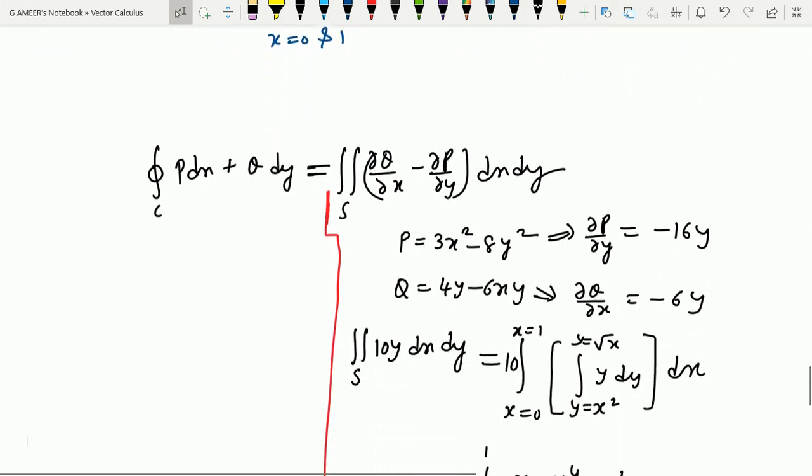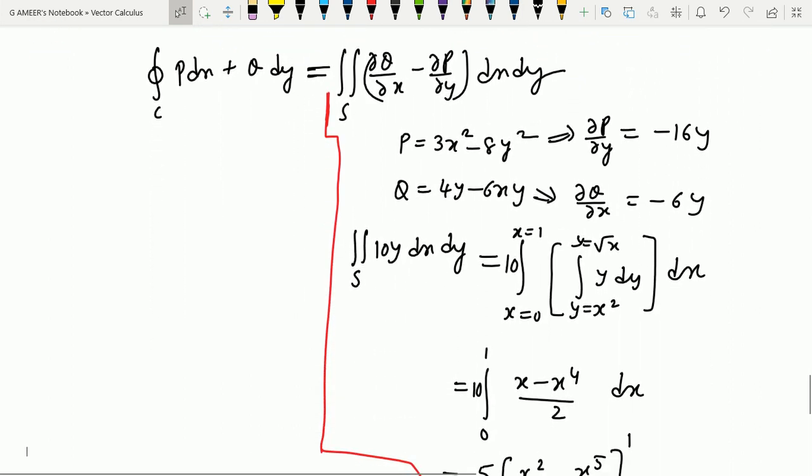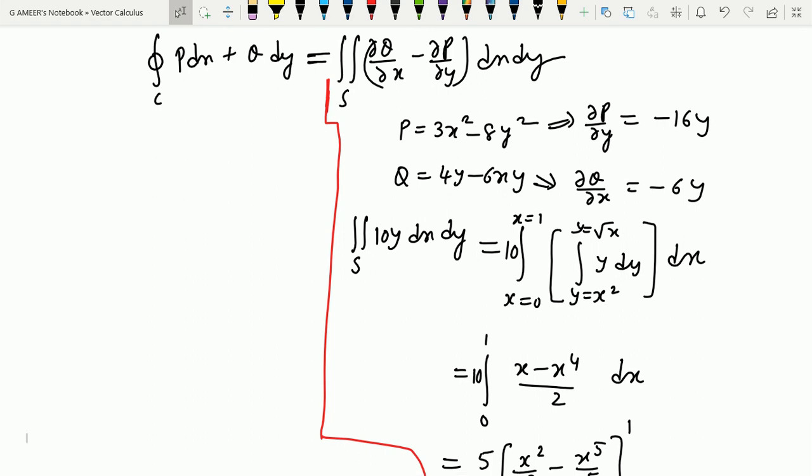So what is P dx plus Q dy? Let's substitute the P value, let us substitute the Q value and separately calculate the integration. So we need to calculate over the closed curve here. The bottom curve is y is equal to x square, and the top curve, the complete curve, will be y is equal to root x.